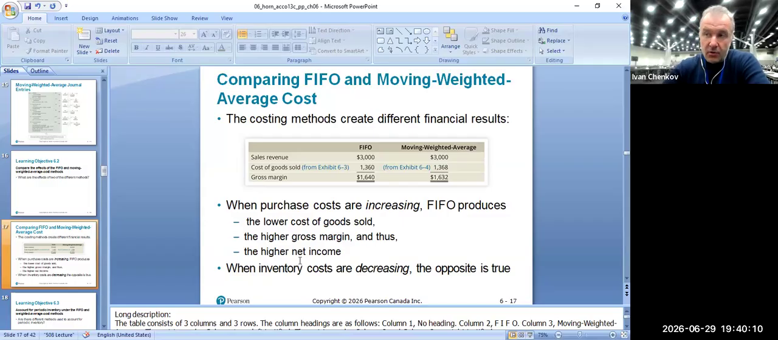However, if the cost of the inventory goes down, then we're going to have the opposite effect. Cost of goods sold will be higher, gross margin will be lower, and the net income is going to be lower.